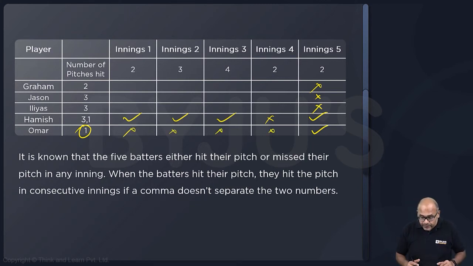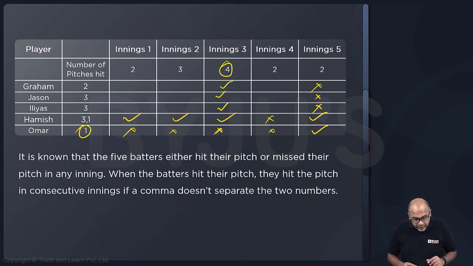Now, where do we look at now? Graham, Jason and Ilyas. These are the 3 people who are left out for us. Now, look at innings 3, total I need 4. Already there is a 1 cross mark, which means these have to be ticks. All right.